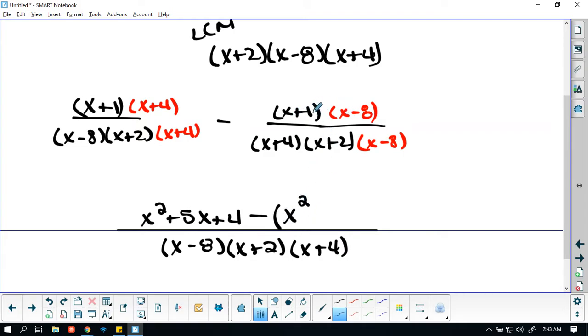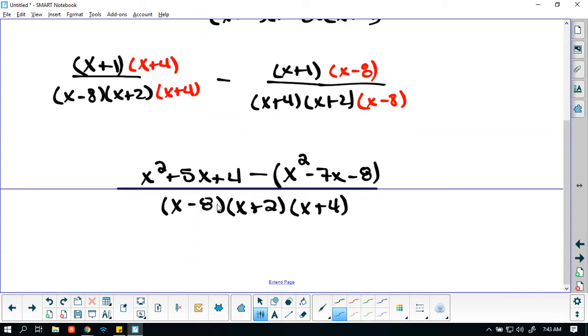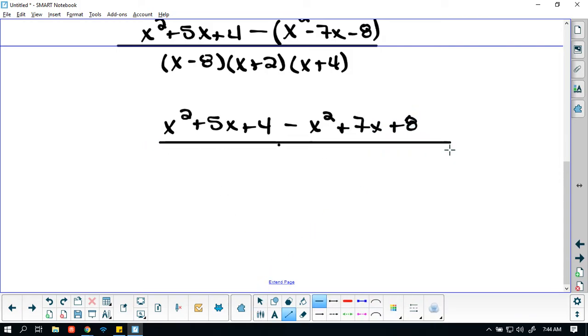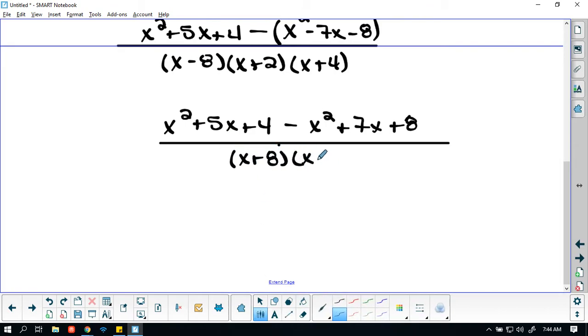So we're looking at x squared, 1 plus -8 is -7x, 1 times -8 is -8. All right, now looking at this, I'm going to distribute that negative. So we're going to have x squared plus 5x plus 4 minus x squared plus 7x plus 8, all over my common denominator of x minus 8, x plus 2, and x plus 4.